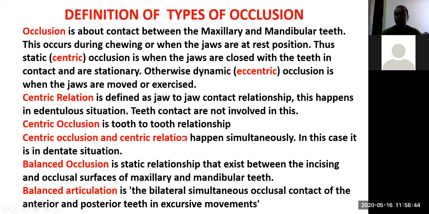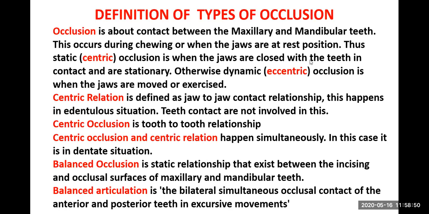Definitions of types of occlusion. Occlusion is about contact between maxillary and mandibular teeth. I told you earlier, it's about the arches coming together, involving the teeth. And this happens when a patient is chewing and when the jaws are in rest position.